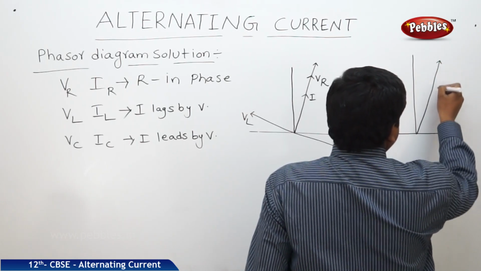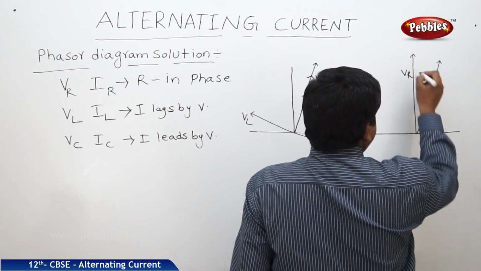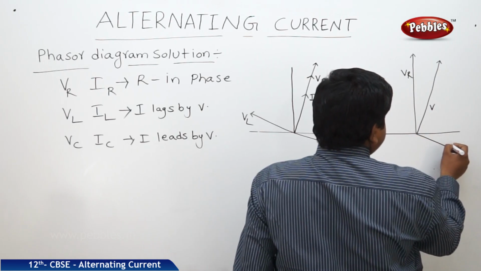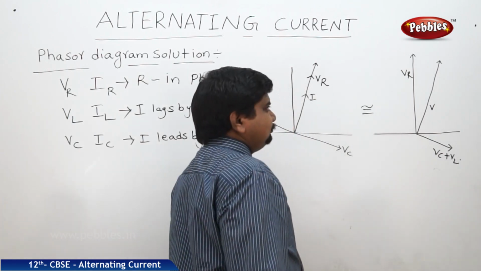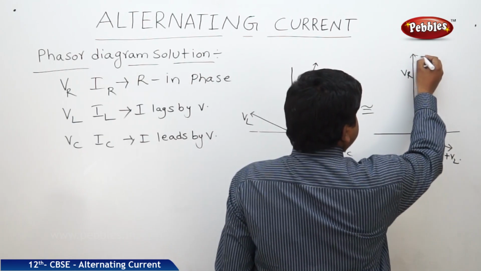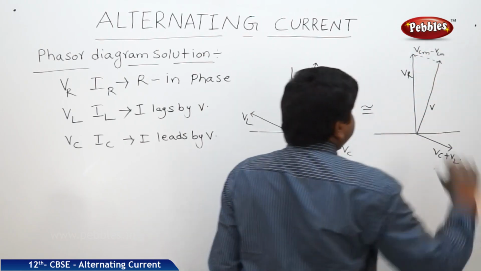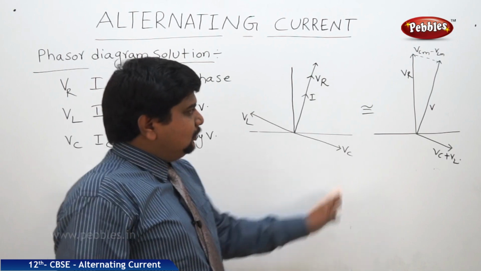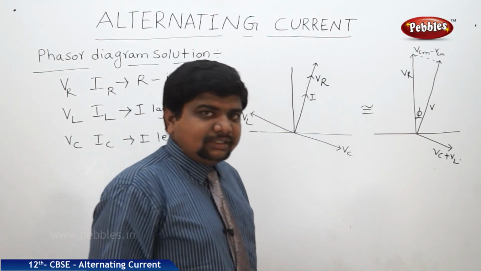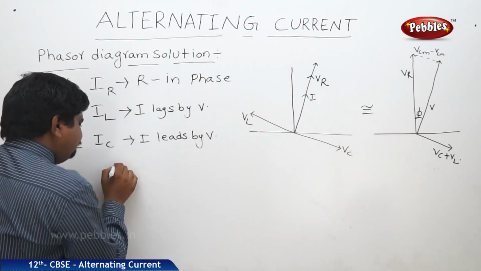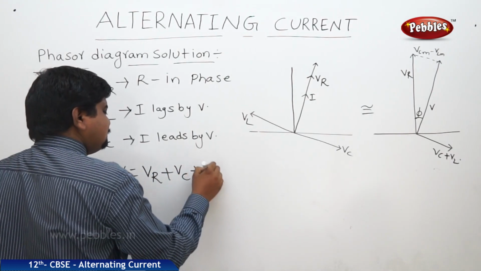This is V and this is VR. This is VC plus VL. This gap is VCM minus VLM. Now it creates a triangular shape with respect to phi, and we know that V is equal to VR plus VC plus VL.